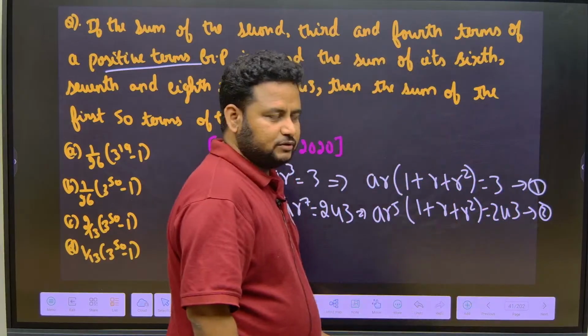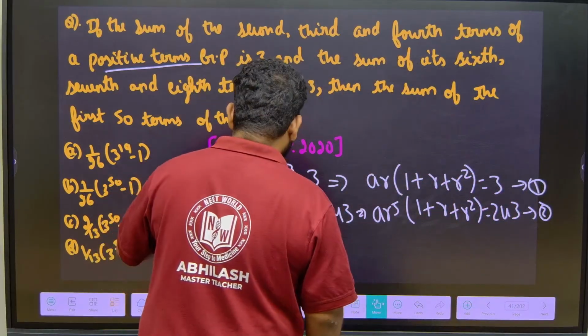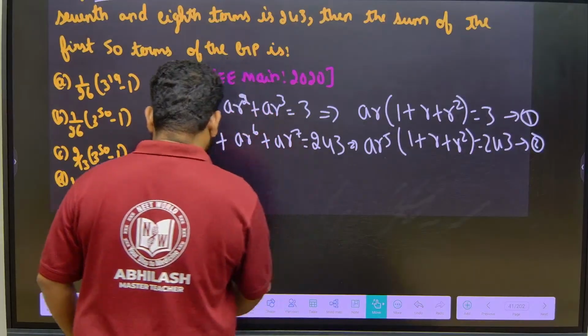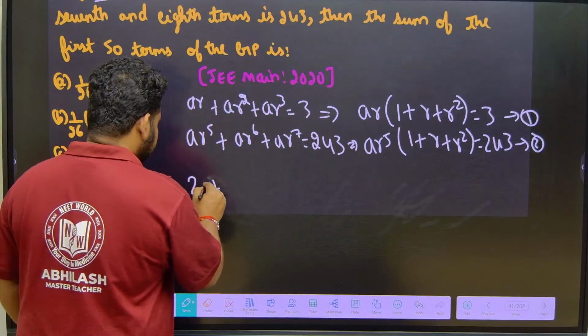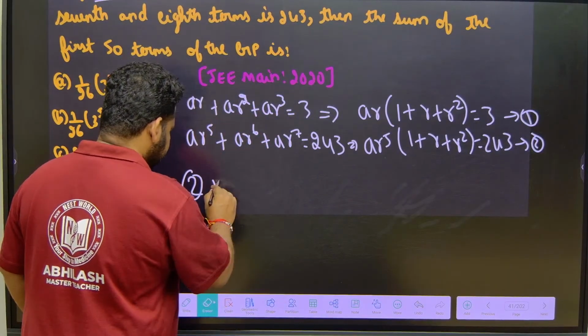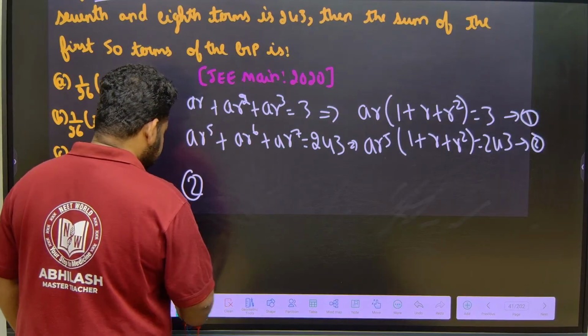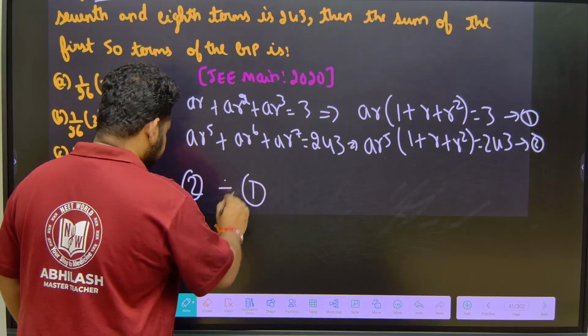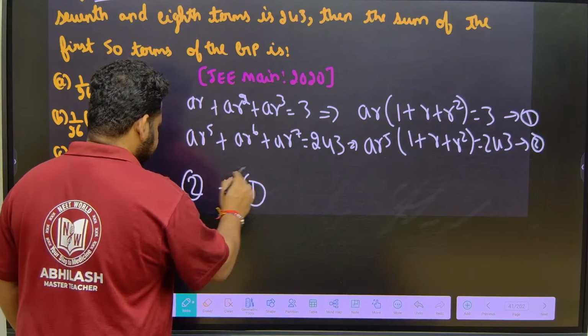Now what will I do is, I will do 2 divided by 1, that is equation 2 divided by equation 1. This is my star step.